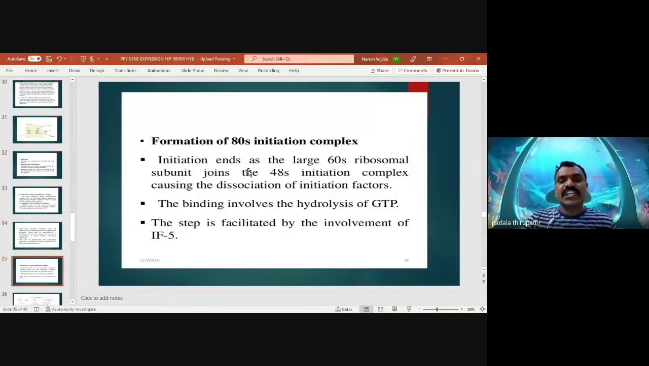So this initiation ends when the 60S large ribosomal subunit joins the 48S initiation complex, causing the dissociation of initiation factors. The binding involves the hydrolysis of GTP, guanosine triphosphate. This step is facilitated by the involvement of initiation factor 5.